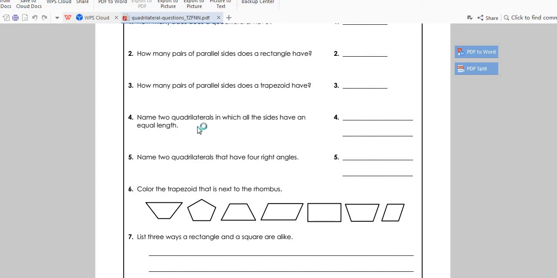Name 2 quadrilaterals in which all sides have an equal length. Okay, do you remember the quadrilaterals that have equal length? Yeah. The first one is the square. Do you remember the square? All sides are equal in length, and all 4 inside angles are right angles. Each one is 90 degrees.